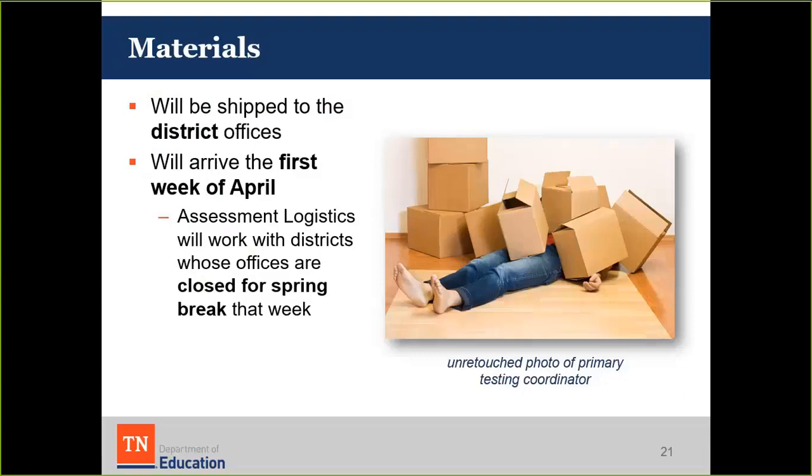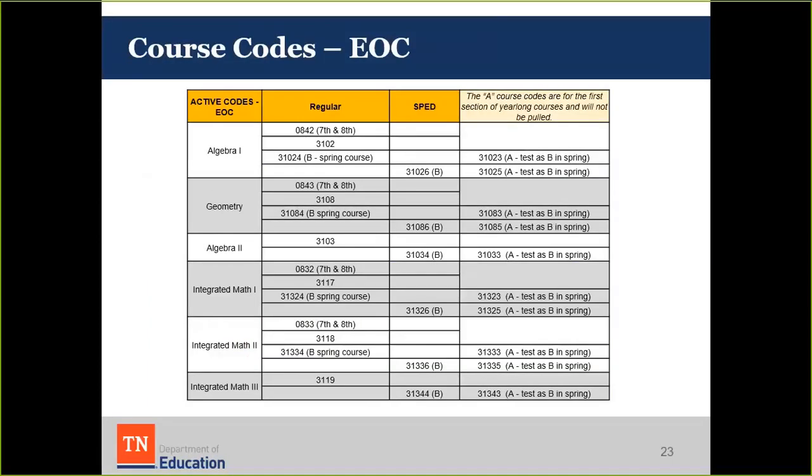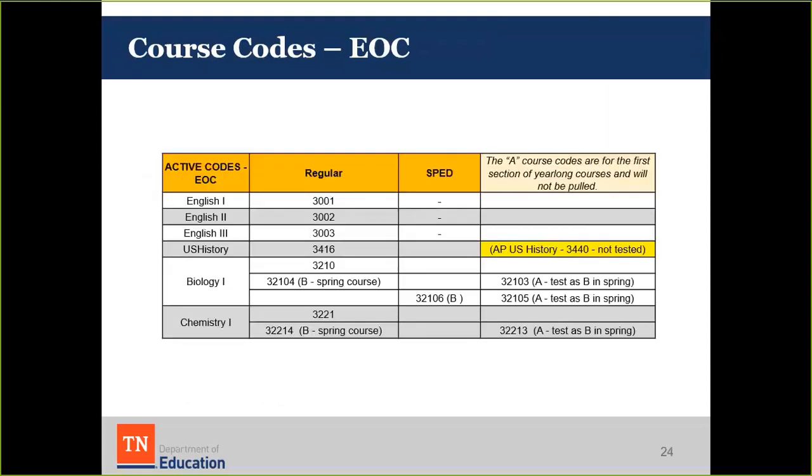Let's take a look at some of the course codes we mentioned a moment ago. These are excerpts from the course code workbook that is available to you on LiveBinders, EdTools, and the Nextera admin site. This is showing you EOC codes and C codes for English, U.S. history, biology, and chemistry. There are notes you'll need to pay attention to.